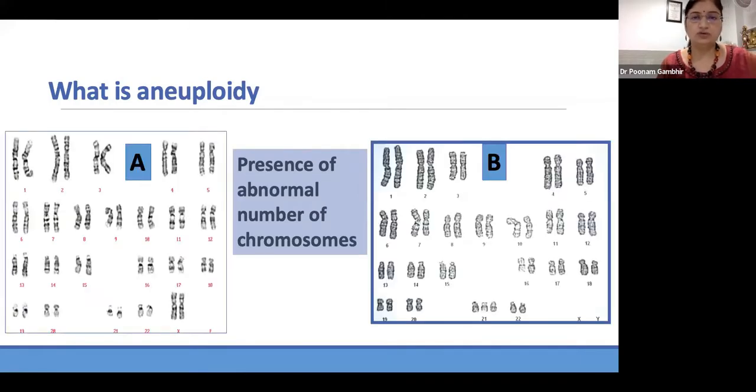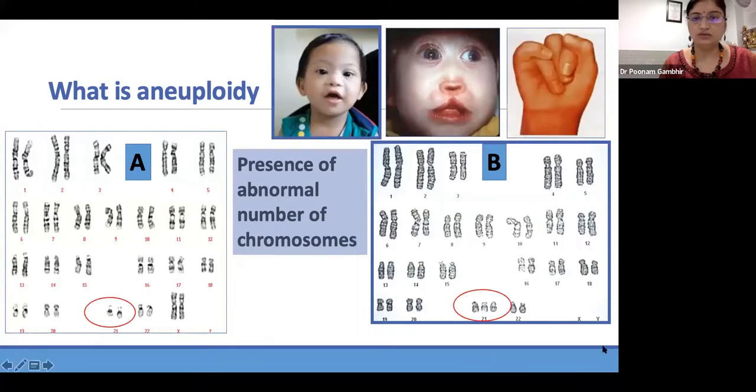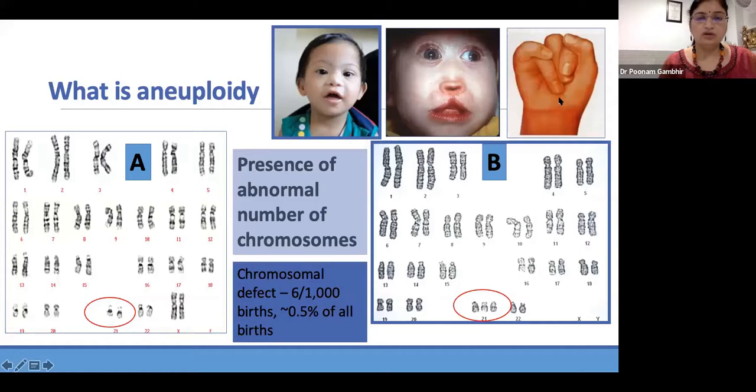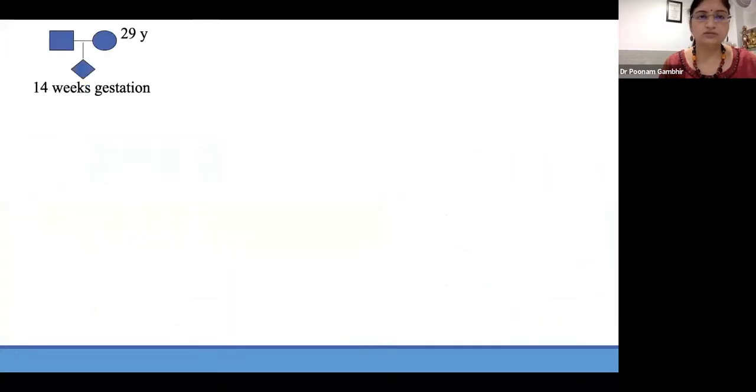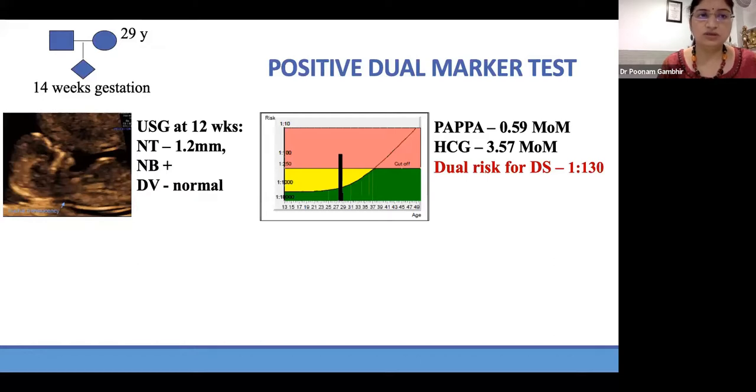So there are two karyotypes. Individual A has a normal karyotype and individual B has a free trisomy 21. Everyone can see this. These are three prototype pictures of trisomy 21, trisomy 13 and trisomy 18, the clenched fist. Overall, the incidence of chromosomal defect in children at birth is roughly 0.5% of all births. What we daily encounter in the OPDs is such a scenario.